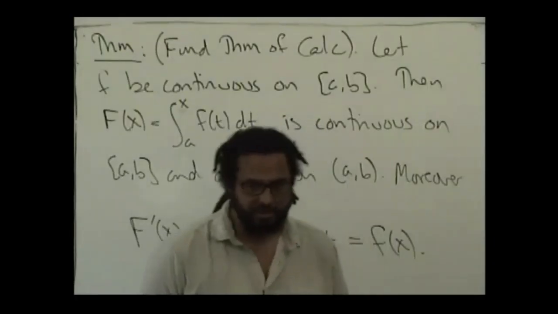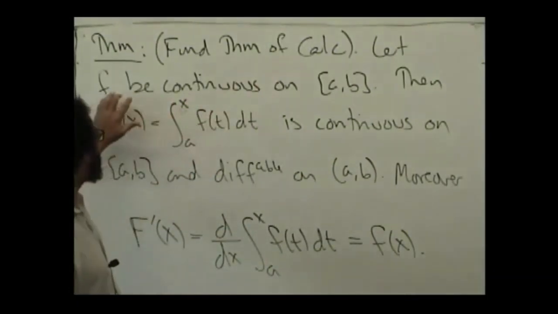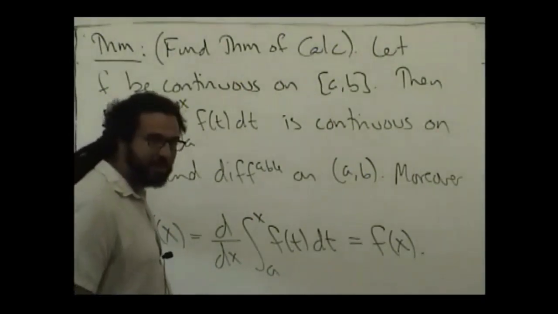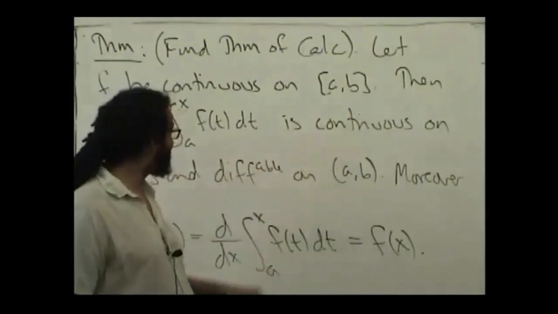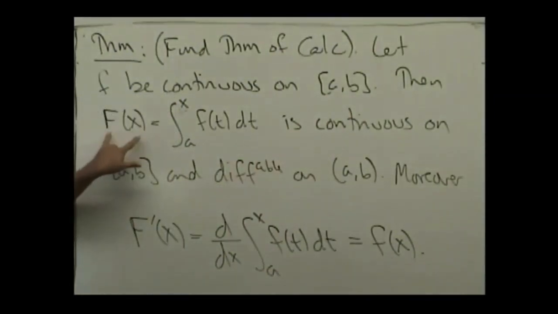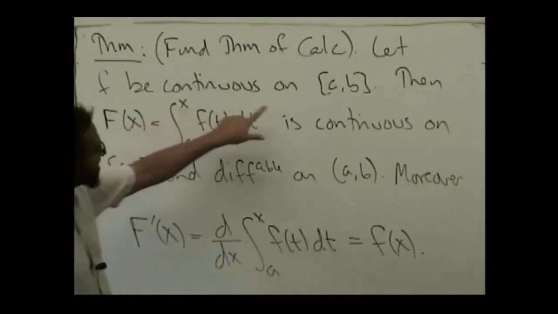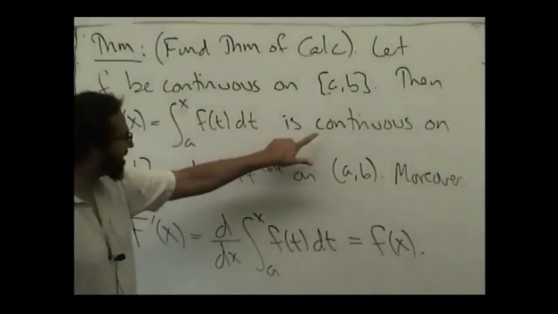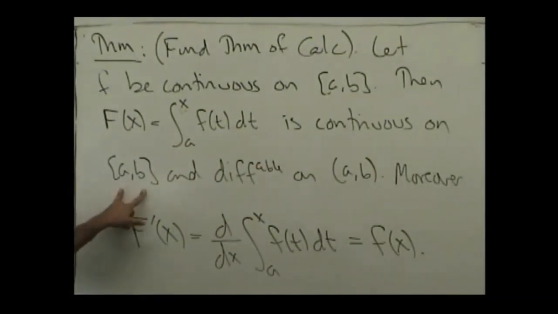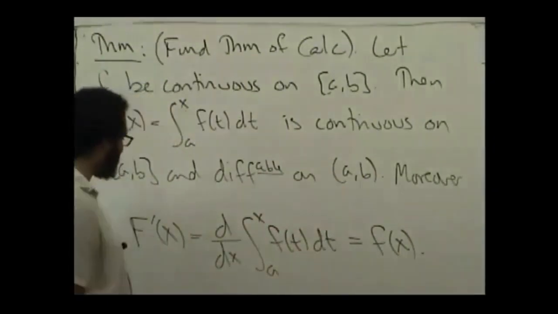Okay, here is the famous fundamental theorem of calculus. So we will let f be a continuous function, doesn't need to be differentiable, just continuous, on the closed interval from a to b. Then this accumulation function, capital F, the definite integral from a to x, and again, x can be anything between a and b, is continuous on the closed interval from a to b and differentiable on the open interval from a to b.